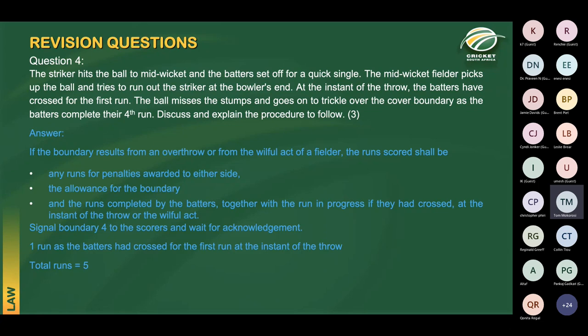What we are signaling is, after the boundary four signal, we signal 5 to the scorers by holding up an open palm facing your chest. Okay? Not too high and not too low. Probably chest height is the perfect height. And the back of your hand should be facing the scorers, because if your palm is facing the scorers, then they could confuse that for a signal of byes.